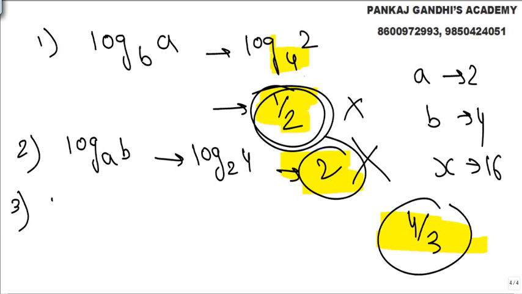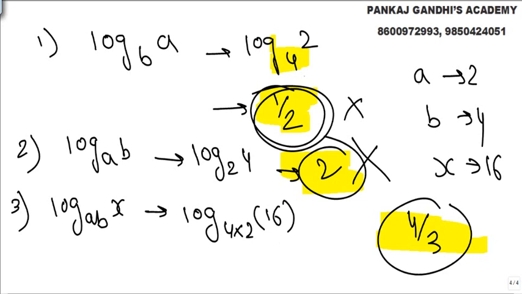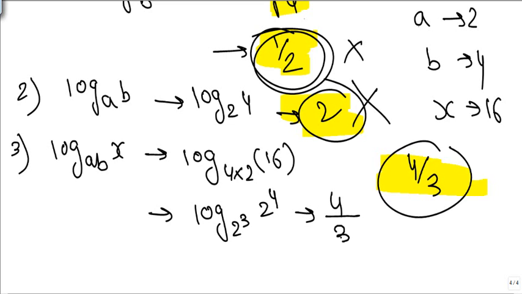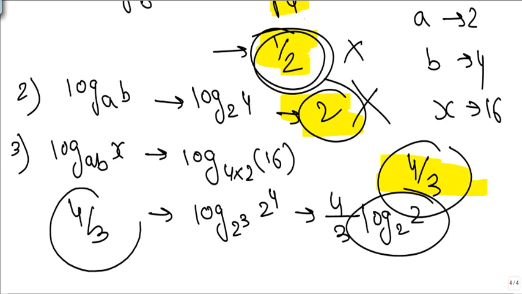Answer option 3, log to the base abx, check it. Log of 4 into 2 and x value 16. Check it, we have got the answer here. Log to the base 8, that is 2 cube, and 2 raised to 4. Going by the property we get 4 by 3. Log to the base 2 of 2 is 1. So the answer has come, 4 by 3. So this is the answer option. That's what we should get.